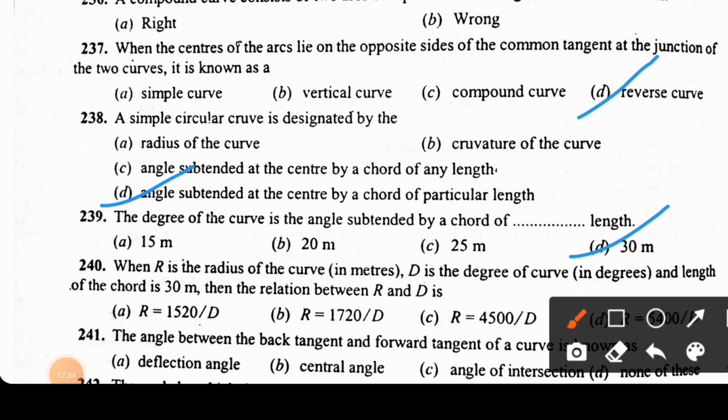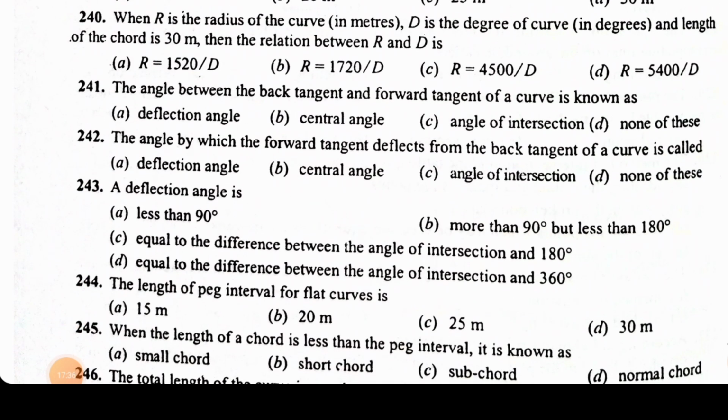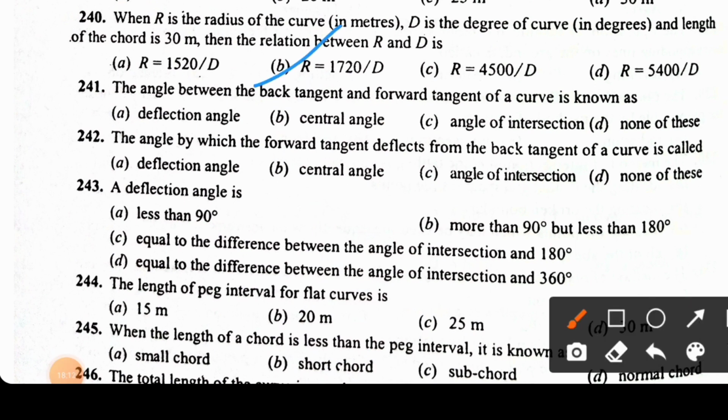एक 240 नंबर क्वेश्चन देखो. When r is the radius of the curve in meter, d is the degree of curve in degree, and length of the chord is 30 meters, then the relation between r and d, यहाँ पे करेक्ट आंसर r इक्वल टू 1720 अपॉन डी, 1720 अपॉन डी. ये very important questions.